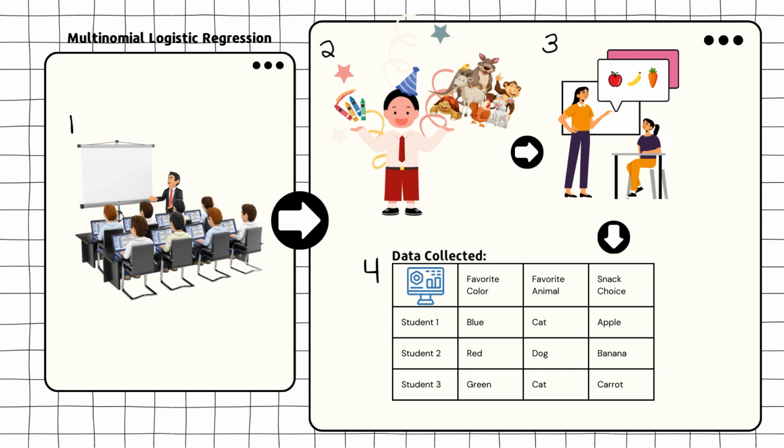Now, after gathering these, you represent each student's favorite color, favorite animal, and snack choice as data points. For example, student 1's favorite color is blue, his favorite animal is a cat, and his snack choice is an apple. And for student 2, her favorite color is red, her favorite animal is dog, and her snack choice is banana. And then for student 3, his favorite color is green, his favorite animal is a cat, and his snack choice is a carrot, and so on and so forth if you have more students.